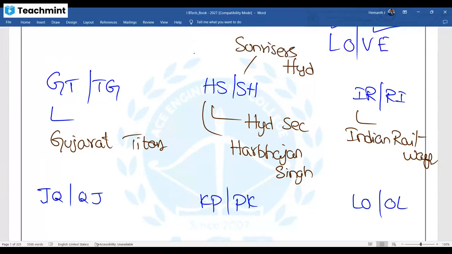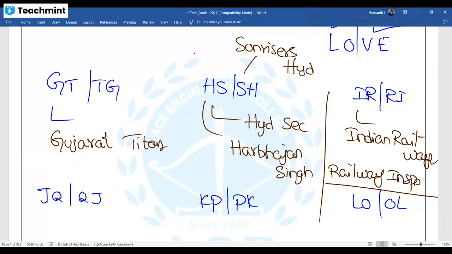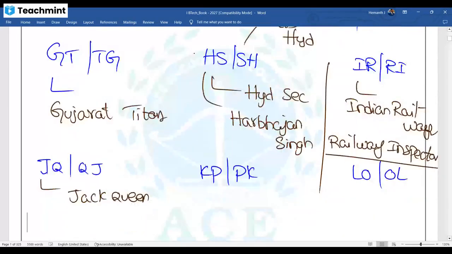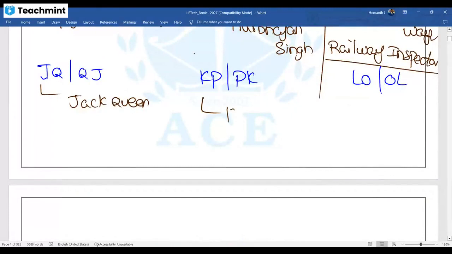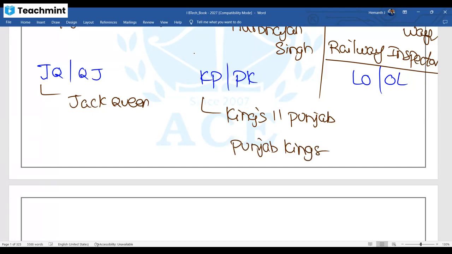So what is the use of this? You people can understand this while solving the questions. Right now, people may feel this is a vague discussion. Later, you are saving some time and you are finding the logic only with this. RI as Railway Inspector, you can remember. IR as Indian Railways. JQ, Jack and Queen. KP, Kings 11 Punjab. Previously Kings 11 Punjab, from last year onwards they changed the name to Punjab Kings. PK in that way. You people may have different things, but this is the global thing.